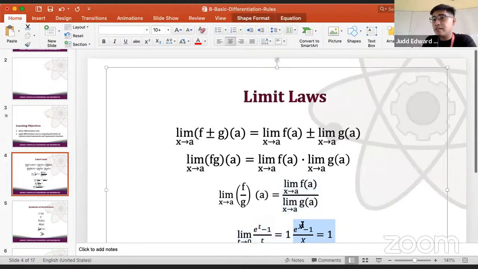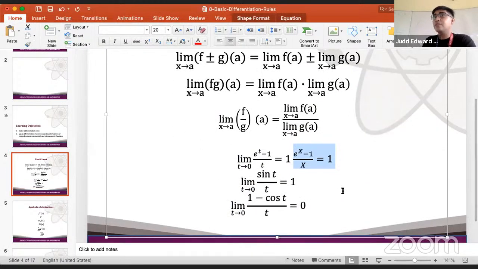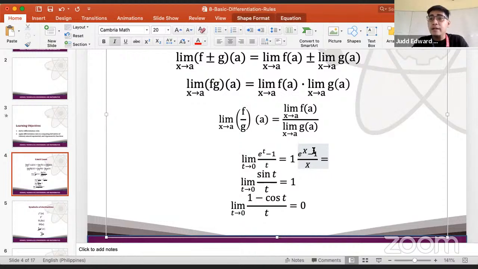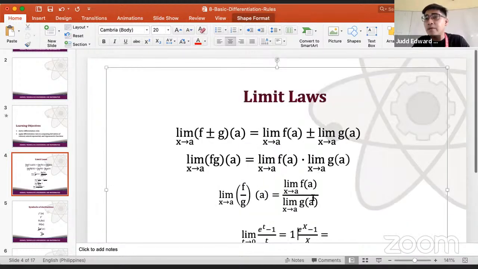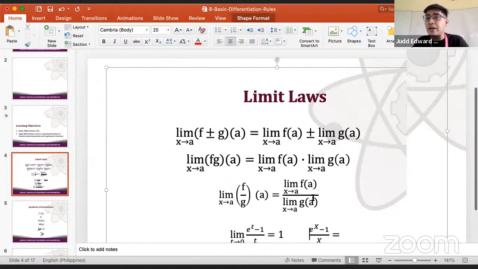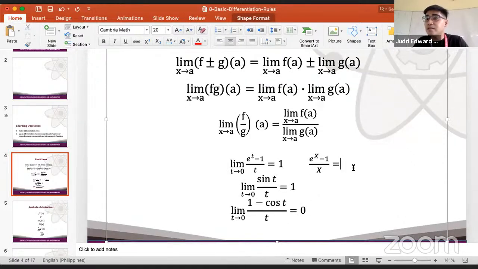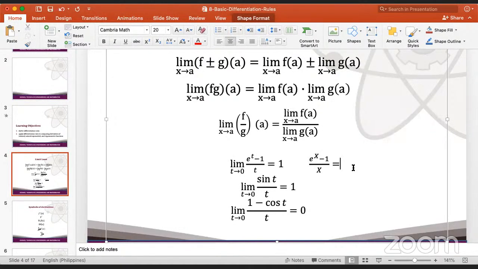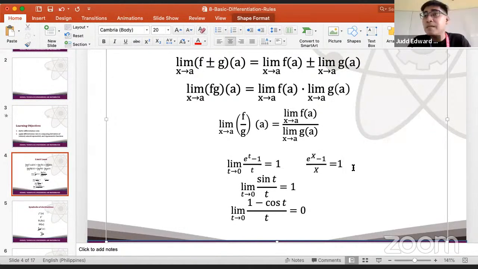Eh what if ganito naman po yung lumabas? E raised to x minus 1 over x is equal to 1. Will still magiging equal pa rin po ba siya sa 1? Yes or no? Any volunteer? Sa tingin nyo, will this equation be equal to 1? Magkamukha lang po ba siya? Same lang po ba yung dalawa na to? Yung ating e raised to x saka ating e raised to t? Are they the same? Yes po, sir. Yes, they are the same. Therefore, they must be equal to 1.